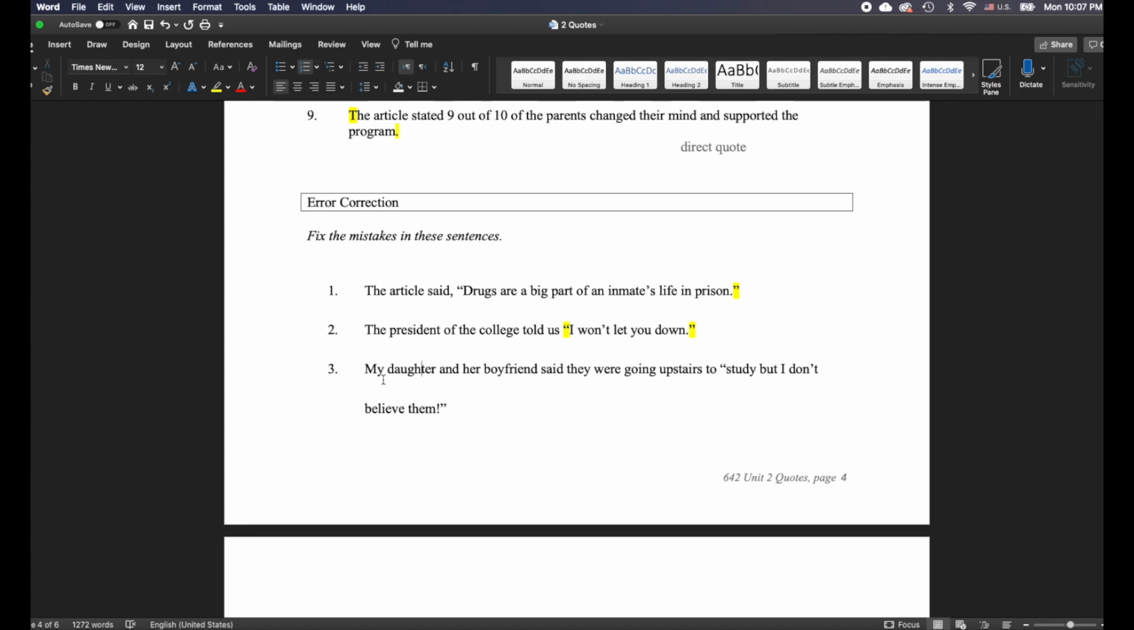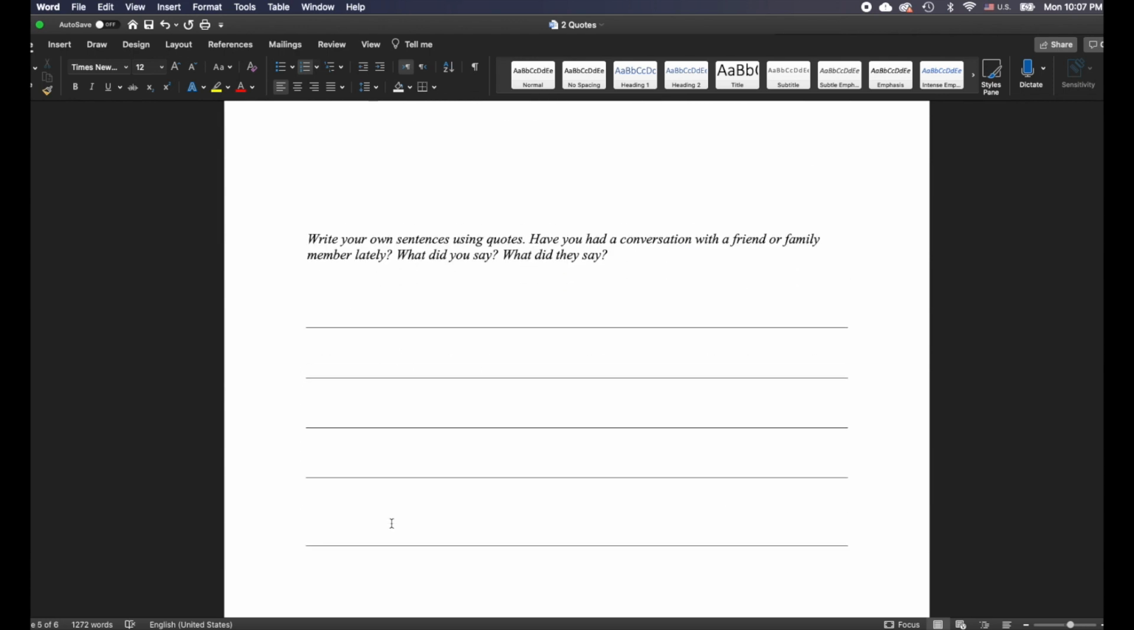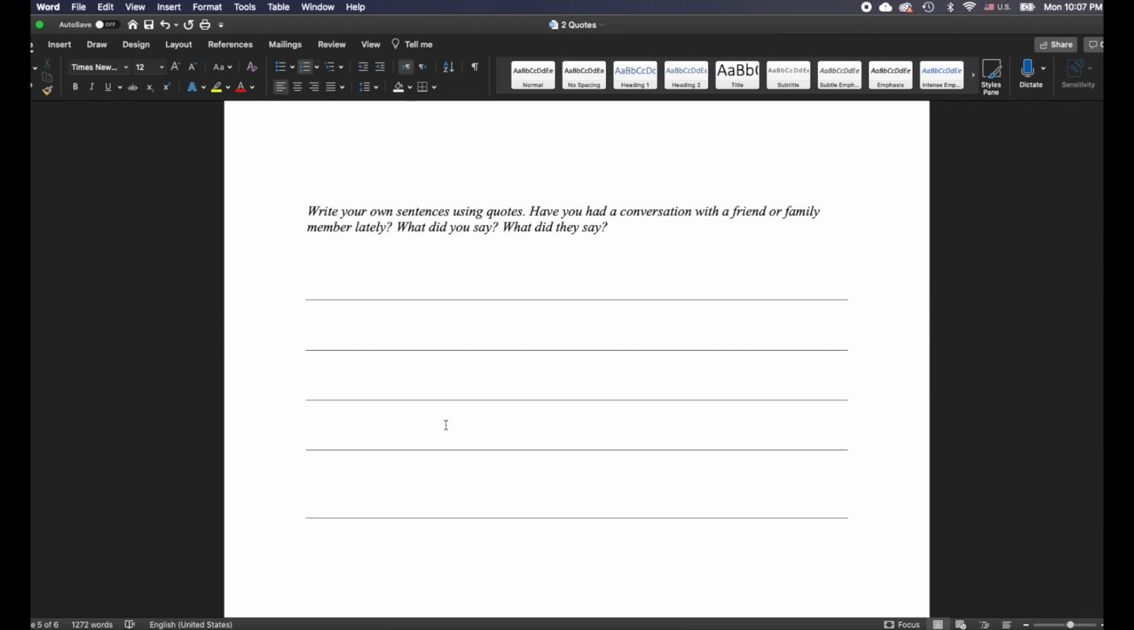My daughter and her boyfriend said they were going upstairs to study, but I don't believe them. This is an indirect quote, and we are not even quoting this part, so we take off the quotation marks. Oops, sorry. Okay? So, next we have this exercise.